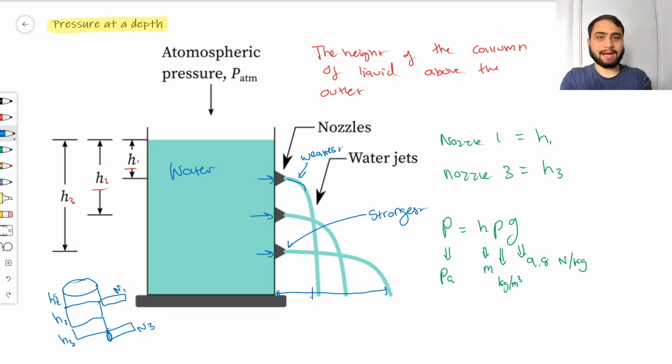Now, if we get a higher pressure, the water comes out faster, so it goes further. That explains why if you have a higher column of water, we get a higher mass, and so a higher weight, and so a higher force, which means that our pressure at an outlet, so these nozzles here, is greater. If our pressure is greater, our water or whatever liquid comes out faster, and so it travels further. That's all there really is to pressure at a depth.